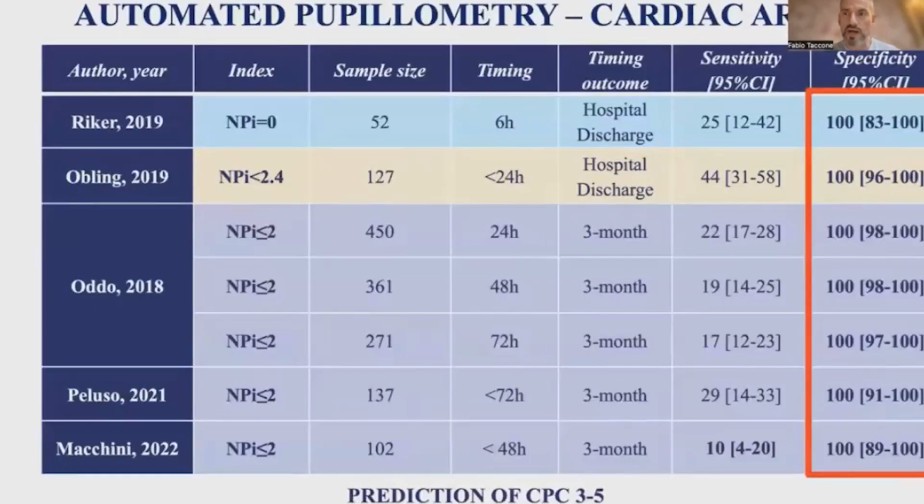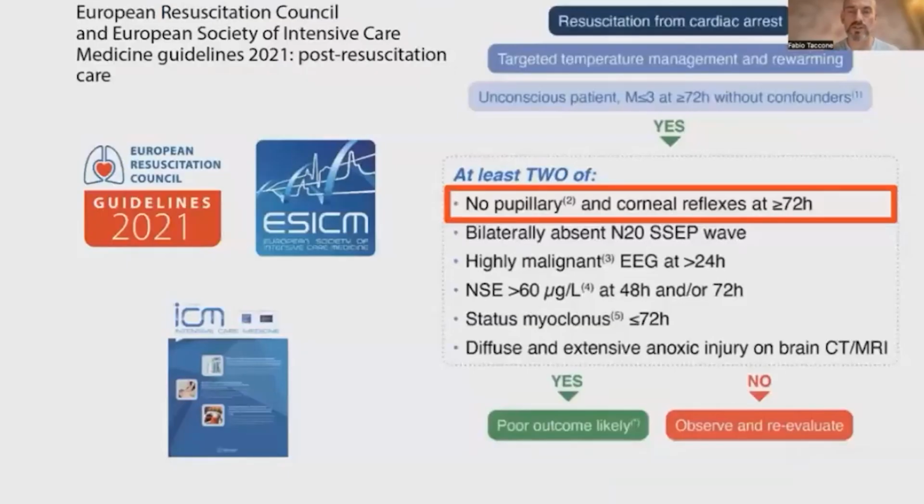And I've tried to summarize here the existing literature today with the number of patients, of course, included and the timing. And you see that with some differences, probably related to the study cohort or the cutoff chosen, the specificity to predict poor outcome is always 100%, again suggesting the importance of this tool to strongly predict poor outcome in these patients.